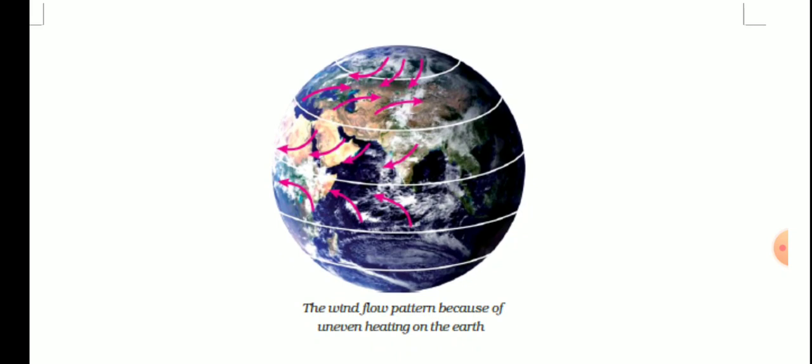Ultimately the wind will flow from the region of high pressure to the region of low pressure. Wherever there is a difference of pressure, the wind will always flow from the high pressure region to the low pressure region. Similar thing happens here: the high pressure is near the poles and the low pressure is near the equator. Why? Because the warm air is present near the equator and it rises up, so there is low pressure. So the wind from that side moves towards the equator.